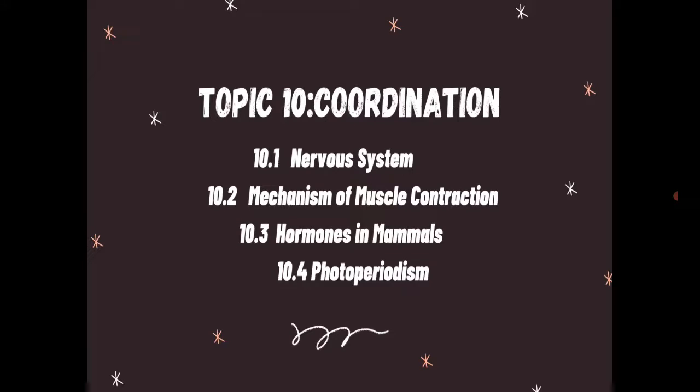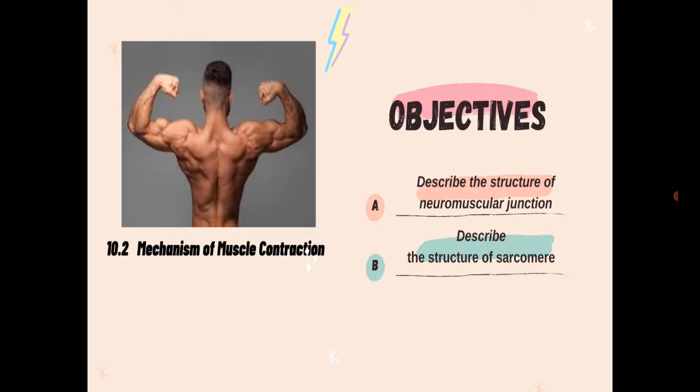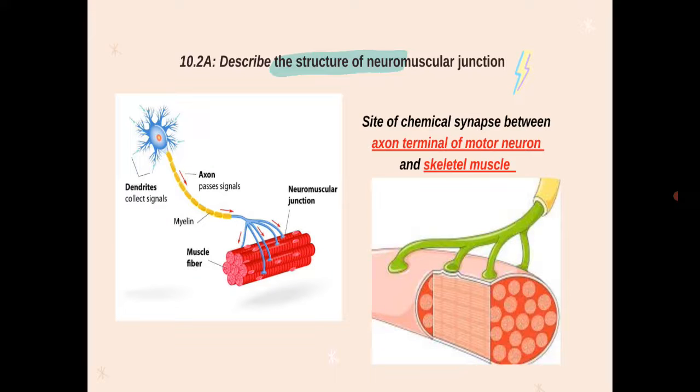Under this topic there are 4 subtopics, but today I'm going to focus on 10.2, which is mechanism of muscle contraction. There are 2 objectives, which are describe the structure of neuromuscular junction, and the second one is describe the structure of sarcomere.